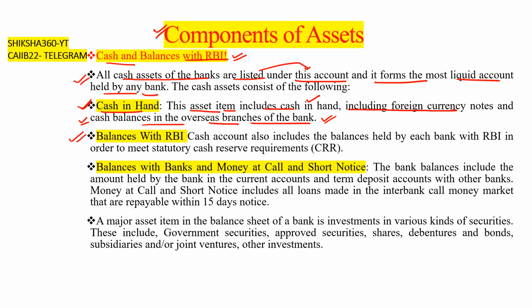Next one is balances with the RBI, clear. So the cash account, clear, also includes the balances.